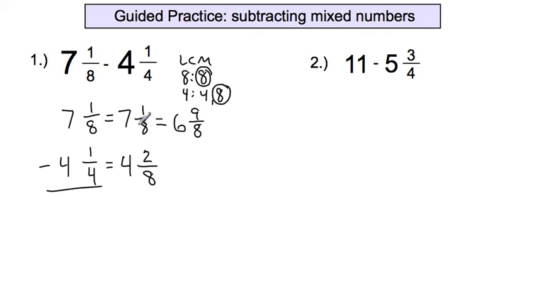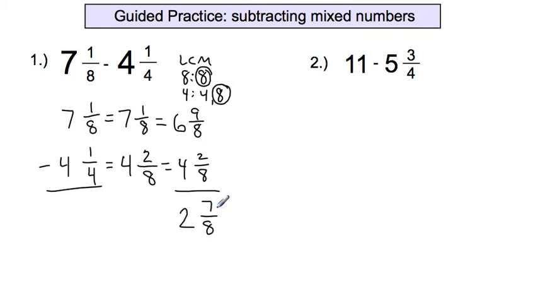And again, there's multiple ways of looking at this. One of the ways is taking the whole number and making it 1 less, and then adding the numerator and the denominator together to get 9, and so it becomes 6 and 9/8. 4 and 2/8 stays, and now I've done all my pre-work, and I'm just ready to subtract. So 9 minus 2 equals 7. We were dealing with eighths, and then 6 minus 4 equals 2. So 7 and 1/8 minus 4 and 1/4 equals 2 and 7/8.